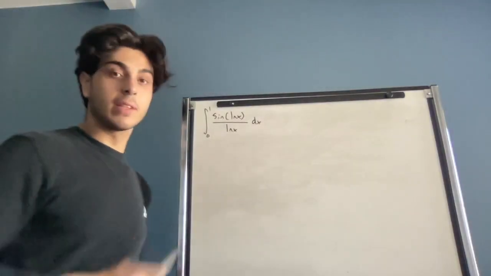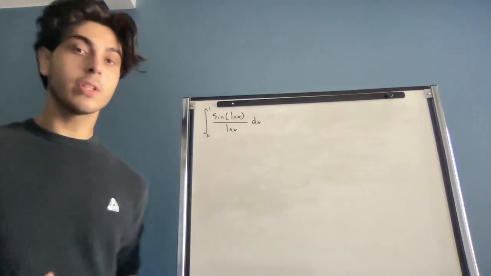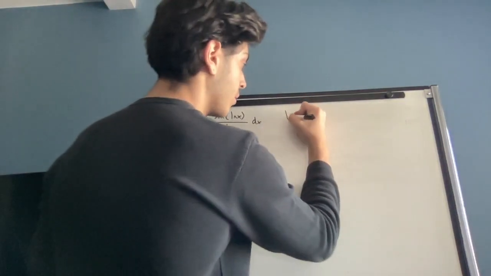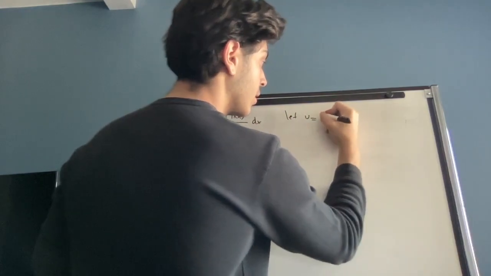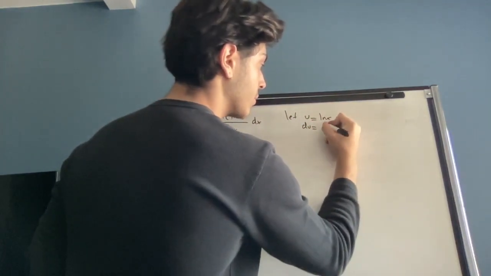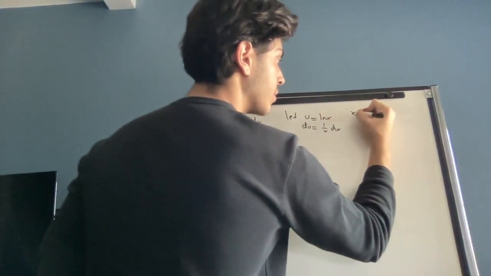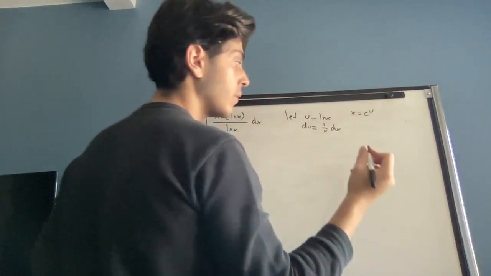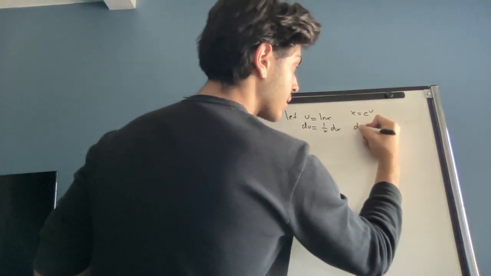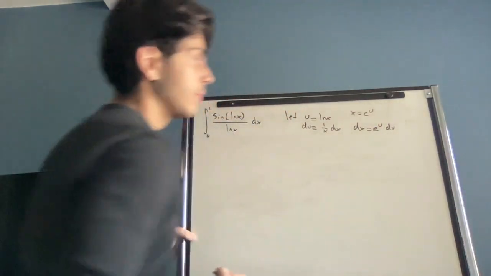Hello, today we're going to be solving this integral in two different methods using Feynman's technique of integration. For the first method, we're going to do a u sub, where we let u equal ln of x. Therefore, the derivative of u is equal to 1 over x dx. And x is just equal to e to the power of u. So dx can be written as being equal to e to the u du.